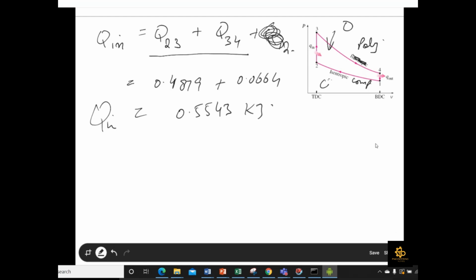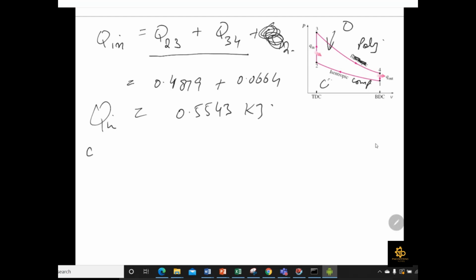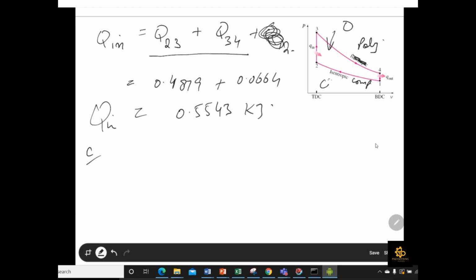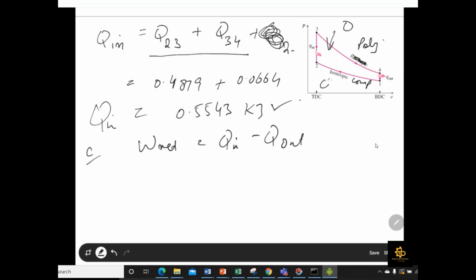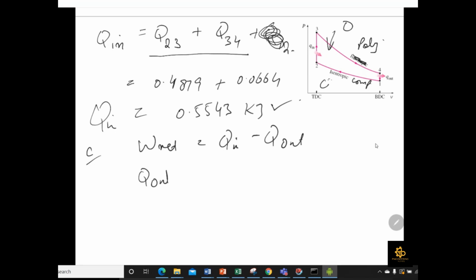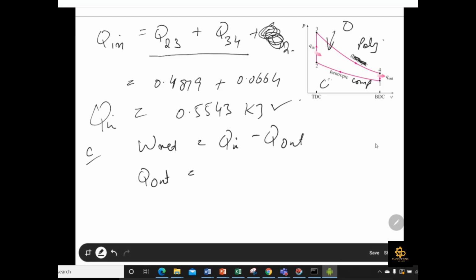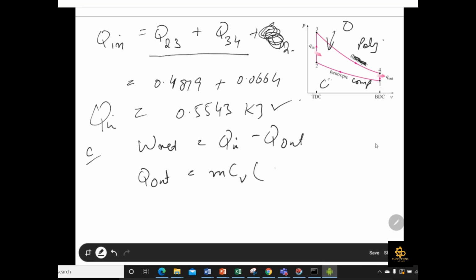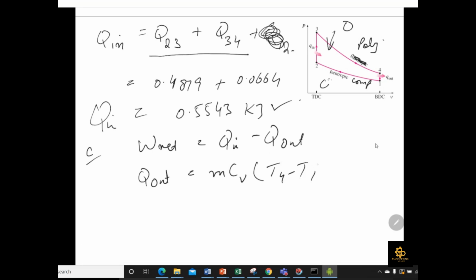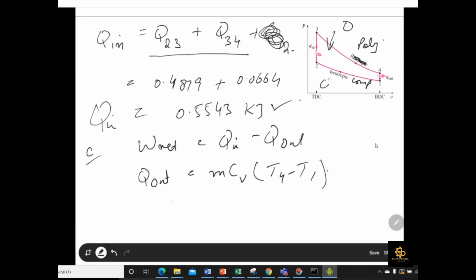So we have to find the efficiency of your cycle. In order to find the efficiency, we already know we need W net, and W net is equal to Q in minus Q out. Q in is known to us, and Q out we have to find out. Q out you can easily find, since it is a constant volume heat rejection. The relation valid for the constant specific heat assumption is m Cv (T4 minus T1), between process 4 to 1.